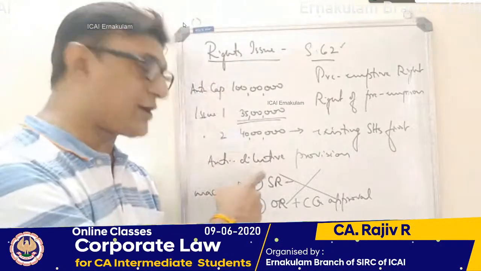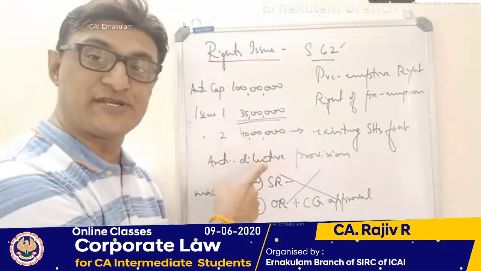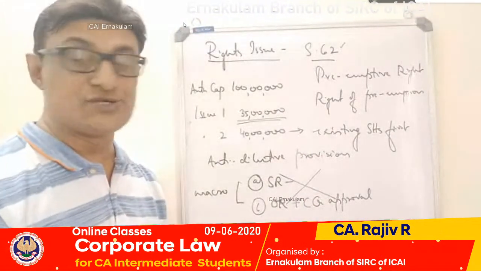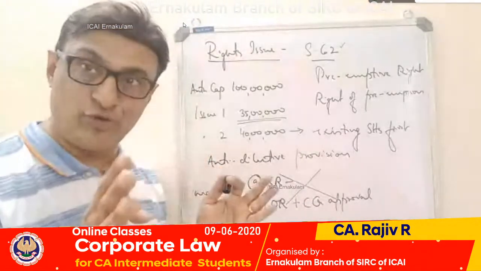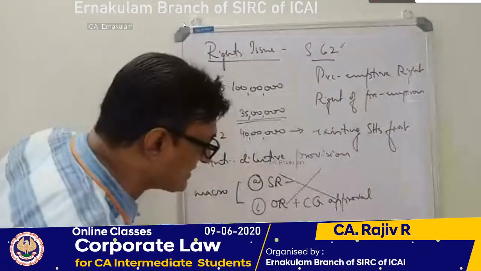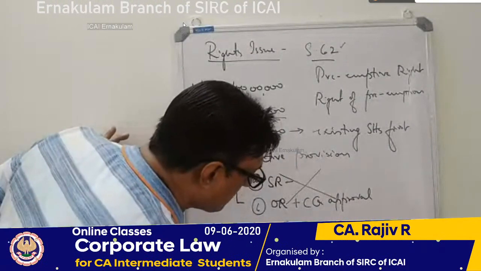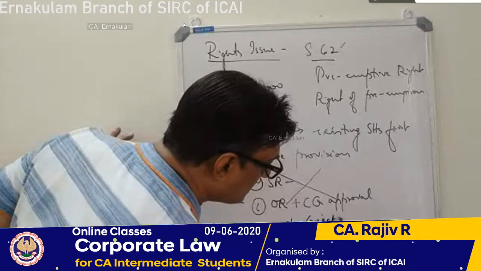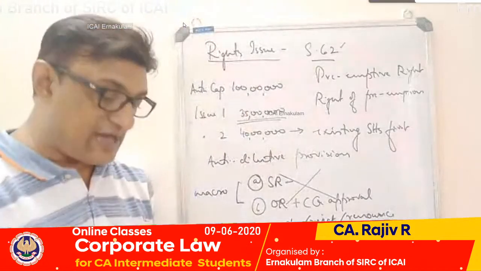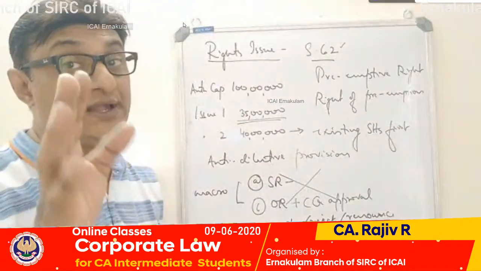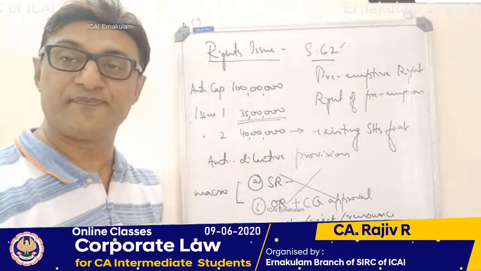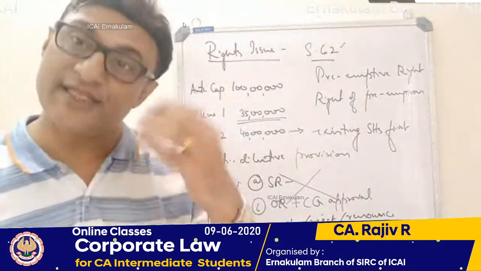So from the macroeconomic point of view, it is either a special resolution or an ordinary resolution coupled with the central government approval. So if none of them can be obtained and the shares have to be offered to the existing shareholders, then individually the shareholders can accept, reject, or renounce the rights in favor of another person who need not be a member of the company. 62(2) says that. Which means you can renounce it to another existing shareholder also.